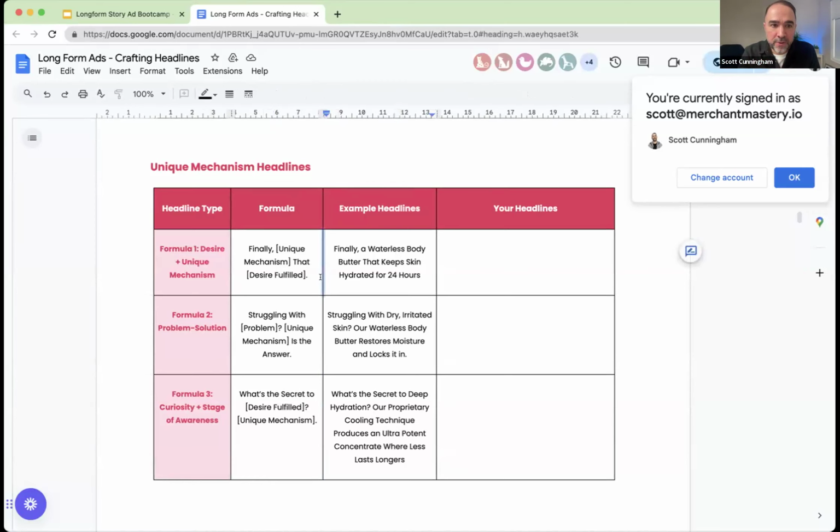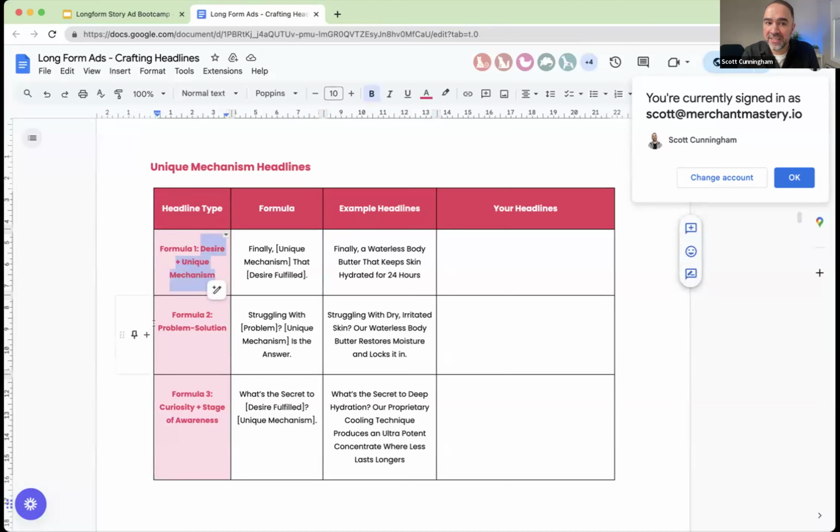Okay, so let's look at these. There's three formulas. This one is all about the desire plus the unique mechanism. This one's a classic headline hook formula. Raise the problem, present the solution with your unique mechanism, and then build curiosity, understanding their stage of awareness. The first one, you see a lot in e-commerce in this day and age. I see this one all the time. Finally, this solution that actually works. It's kind of like: finally, unique mechanism that fulfills desire.